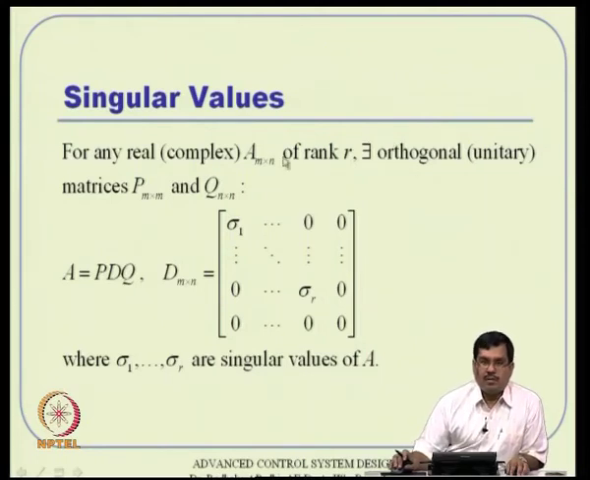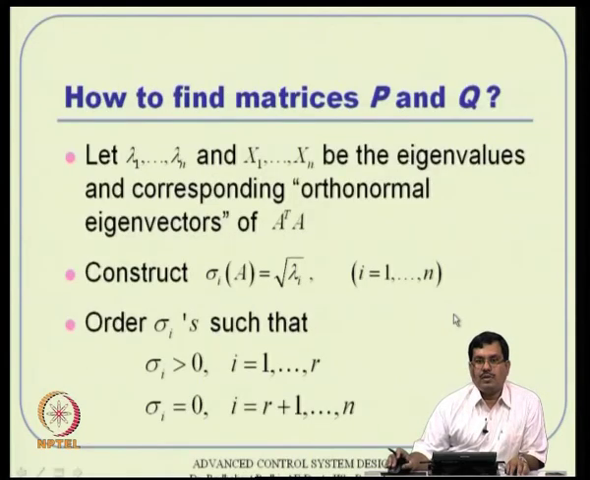So, there exist orthogonal matrices P and Q such that A is equal to P D Q, where D is nothing but this structure: the first square block of r by r has diagonal entries that are the singular values, and all other elements are 0. Now, the question is how do we find this P and Q.